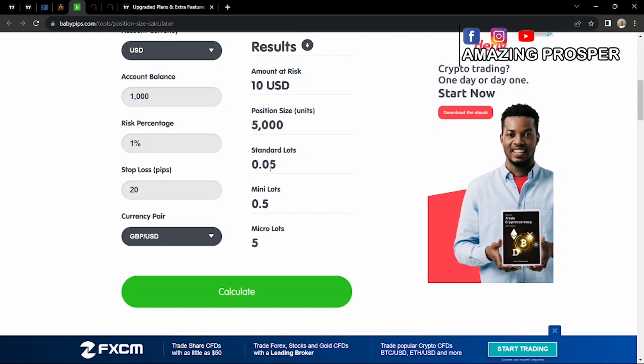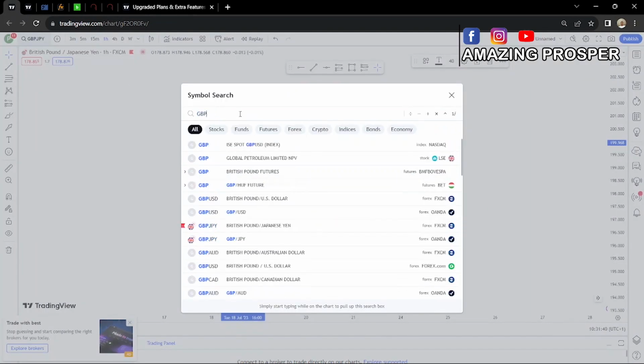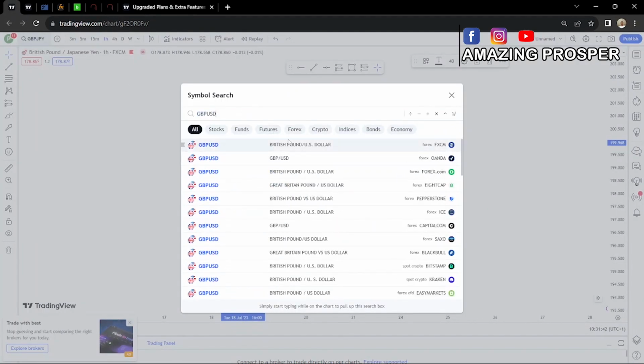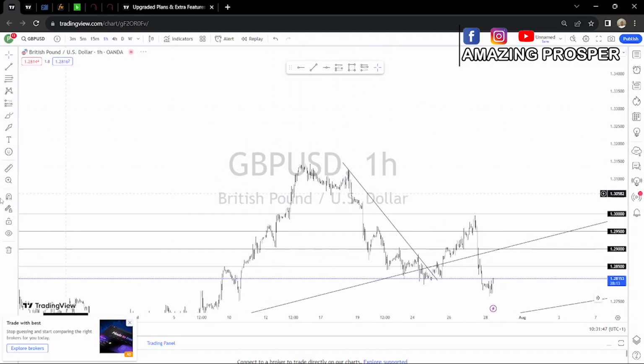If you're using MetaTrader 4, this is the one that you'll be using, 0.05. So what does 0.05 mean? Let's go over to the chart. Let's open GBP USD, because that's what I use for this. Very easy. I hope you guys are understanding what I'm doing here.